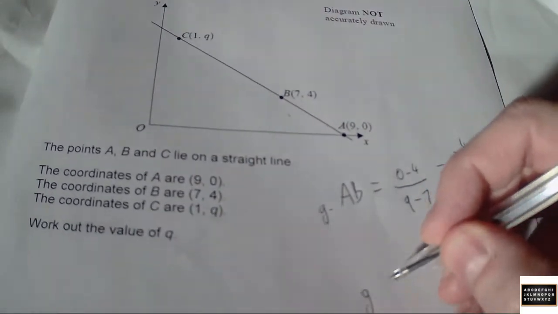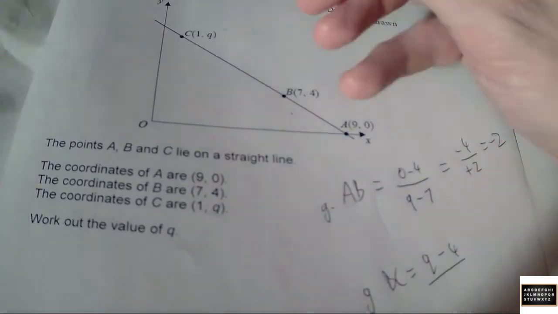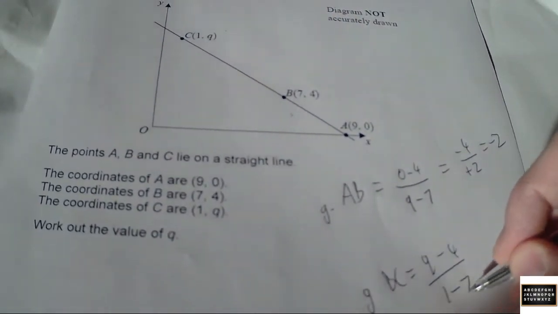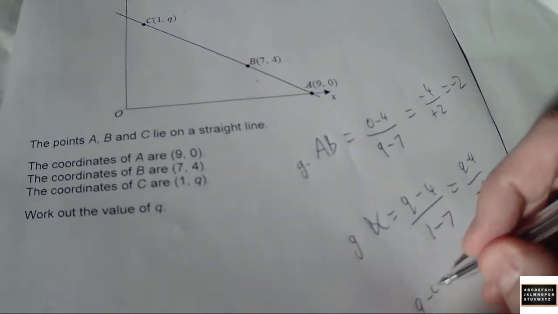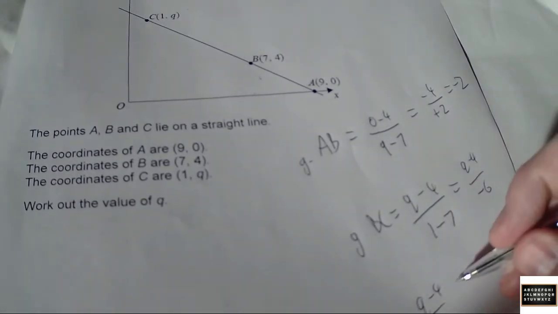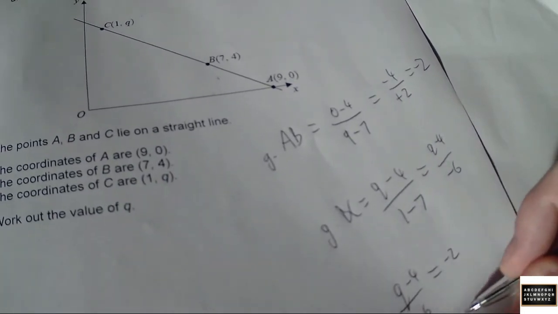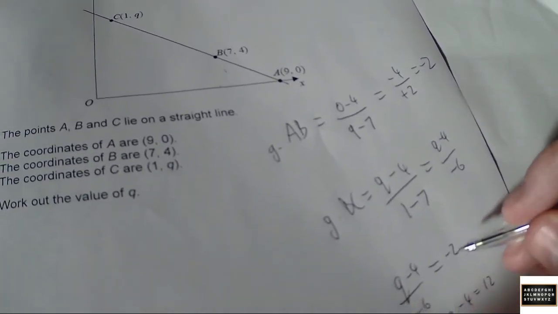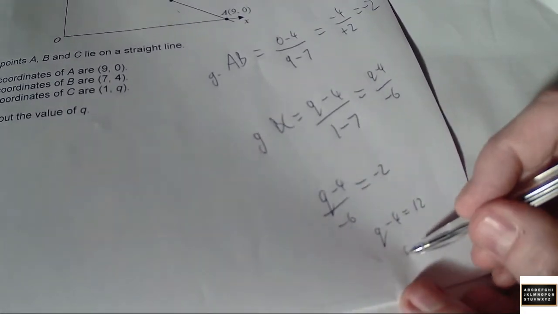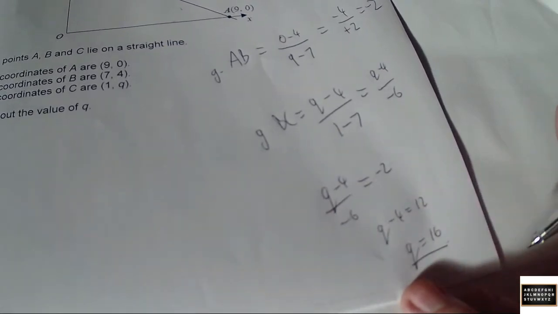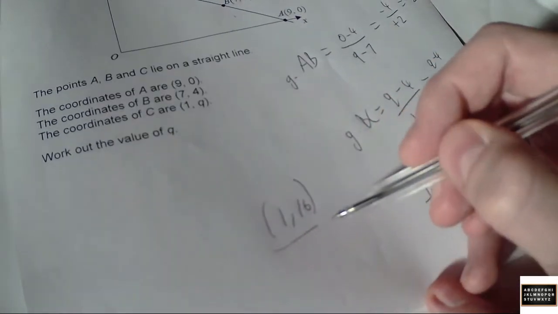And then the gradient of BC will have to be the same thing. So change in y is Q minus 4. Change in x will be 1 minus 7. So Q minus 4 over minus 6. You've got to be careful with your signs. So Q minus 4 over minus 6 is minus 2. 6 2s are 12, so Q minus 4 equals 12. Two minuses make a plus, remember. So you've got Q equals 16. So it's 1 comma 16 is the point that you're looking for.